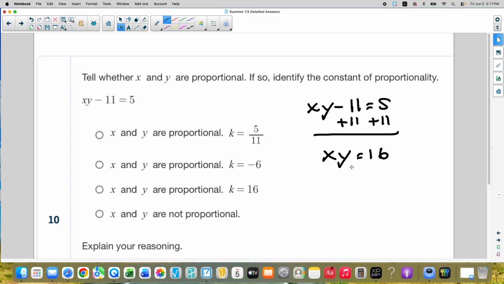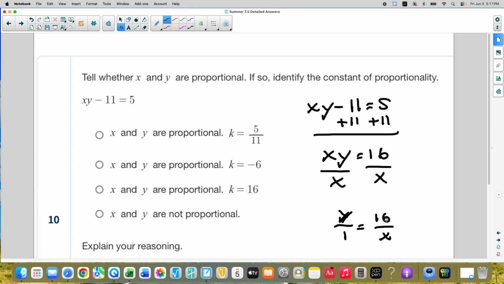This is a weird one. Let's divide by x. Divide by x, divide by x. y over 1 equals 16 over x. That would be correct. And is it proportional?